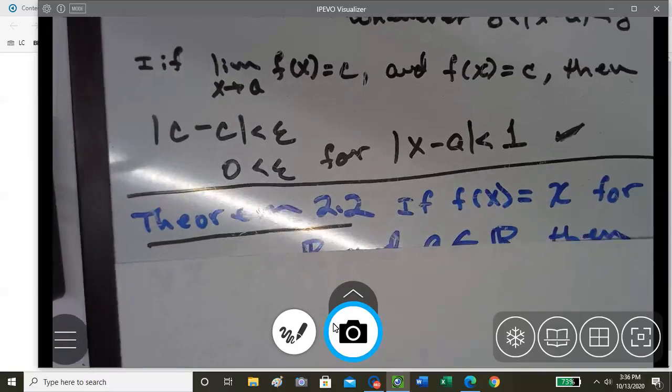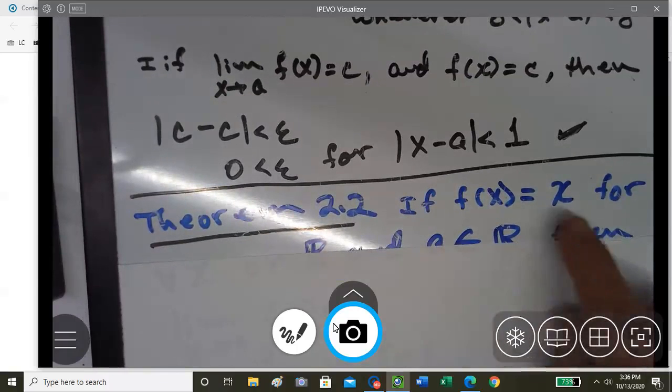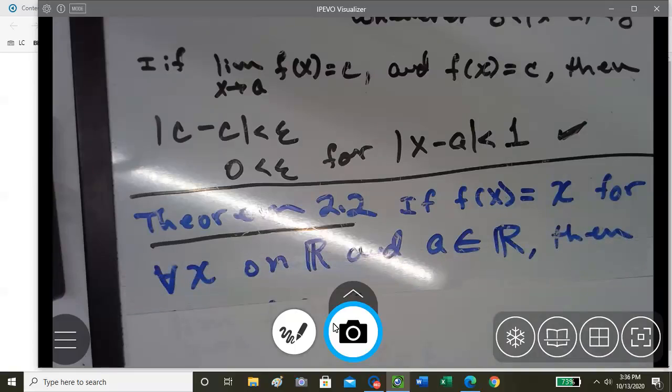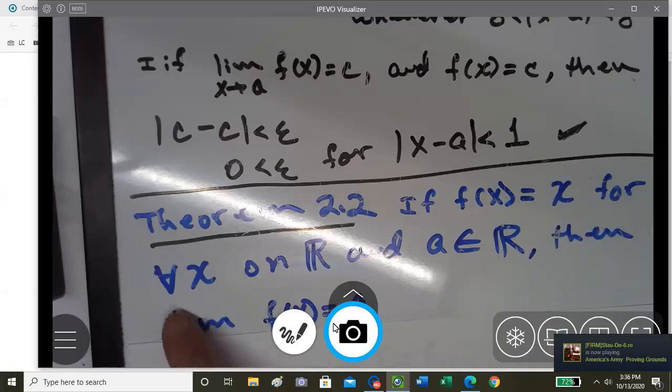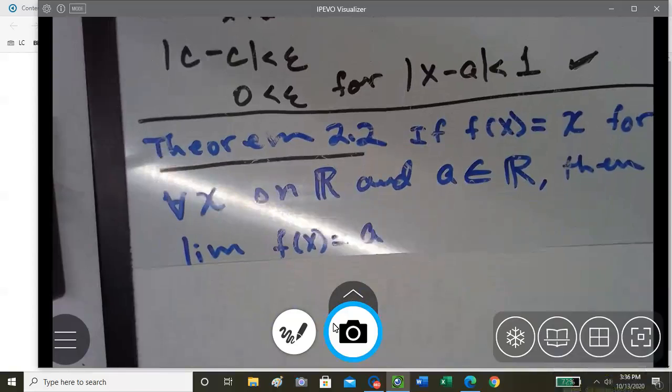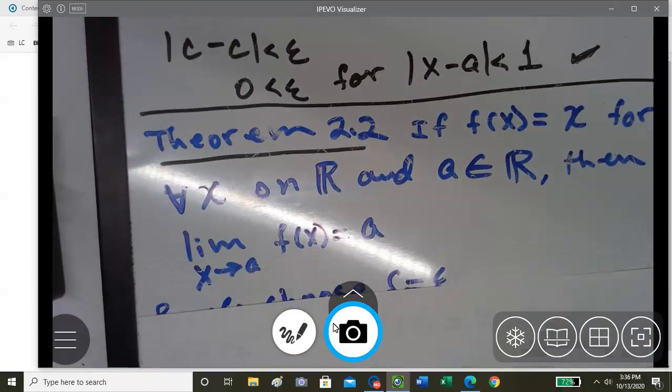Now let's look at theorem 2.2. If f of x is equal to x for all x in the set of all real numbers, and a is in the set of all real numbers, so a is a real number, then x is a real number and so is a. So we can say the limit for our function as x approaches a is a. So in other words, the a is substituted in for x, f of x, and for x, right? And we get that same number out.